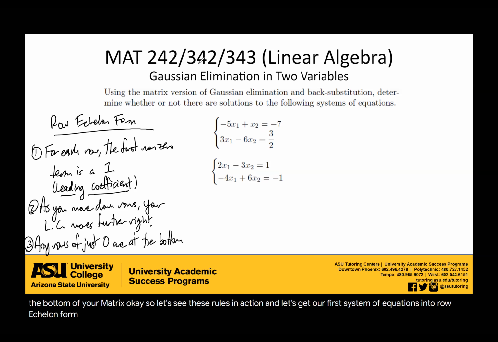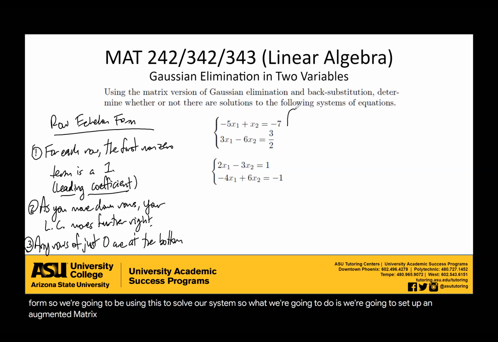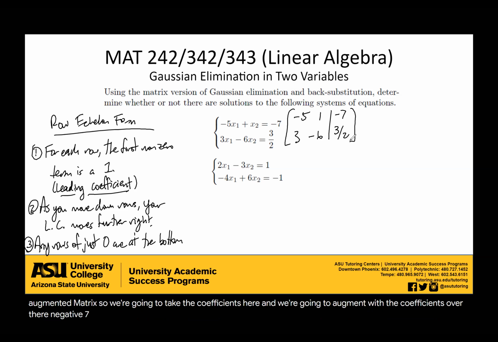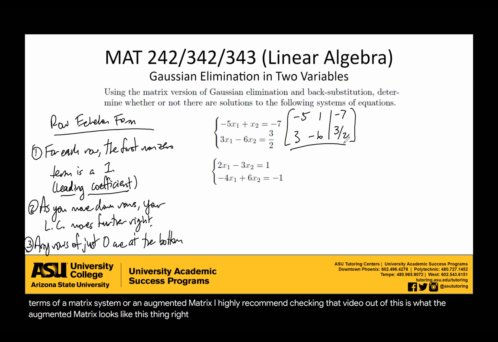We're going to be using this to solve our system. So what we're going to do is set up an augmented matrix. We're going to take the coefficients here, and augment with the coefficients over there, -7 and 3/2. If you haven't seen my previous video on taking a linear system and rewriting it in terms of a matrix system or an augmented matrix, I highly recommend checking that video out. But this is what the augmented matrix looks like, this thing right here. So now we're going to start doing our elementary operations.